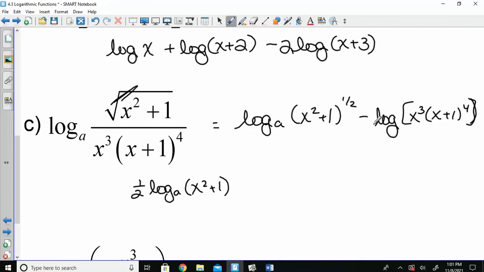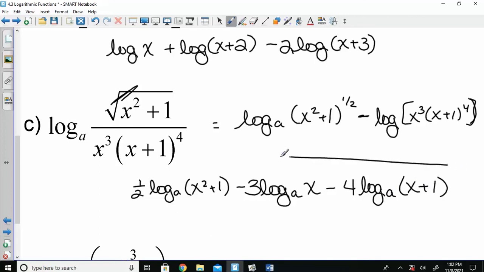Okay, a couple ways to think about this. When you have things multiplied, you add their logs. But because this whole thing is subtracted off, if I distribute that negative, they both become negative. Or you could think about it, they were both on the bottom. Anything on the bottom will have a negative coefficient. So it'll be minus 3 log base A of x minus 4 log base A of x plus 1.